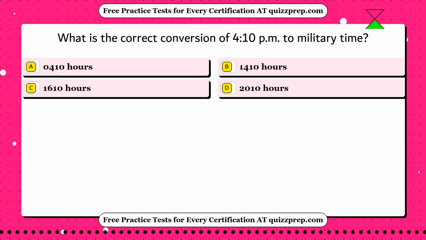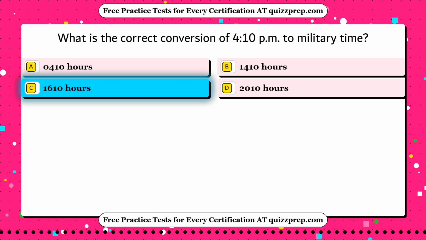Question 32. What is the correct conversion of 4:10 p.m. to military time? Option A. 0410 hours. Option B. 1410 hours. Option C. 1610 hours. Option D. 2010 hours.